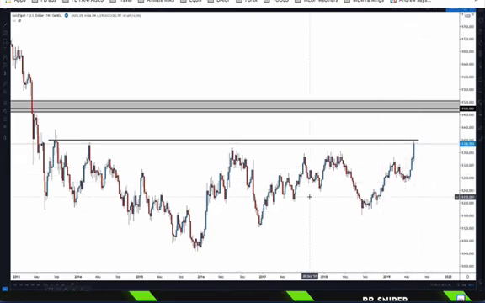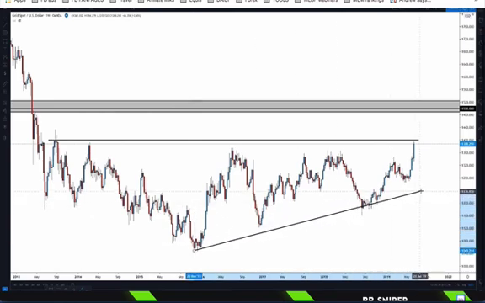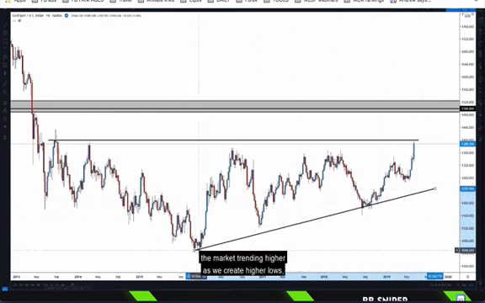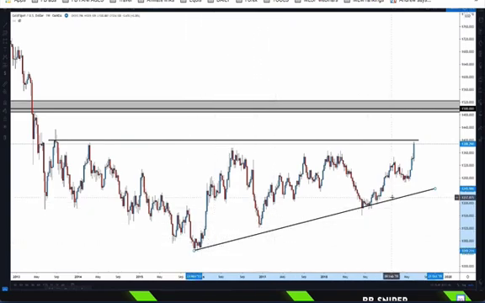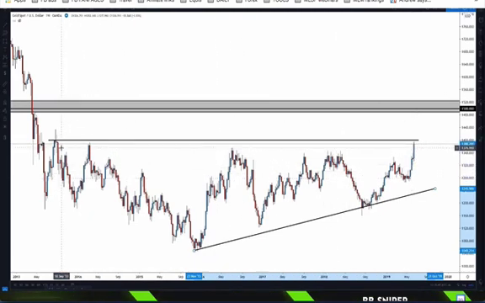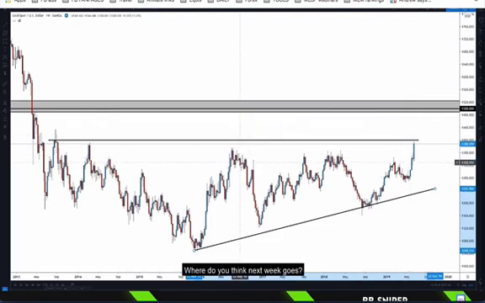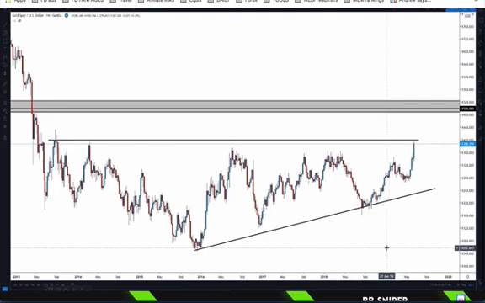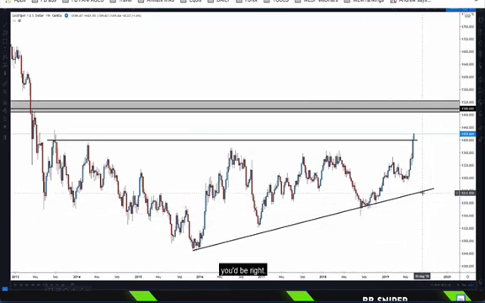Consecutive candles. The market trending higher as we create higher lows. Lots of bullish evidence exceeding old highs. Where do you think next week goes? If you guessed higher, you'd be right.